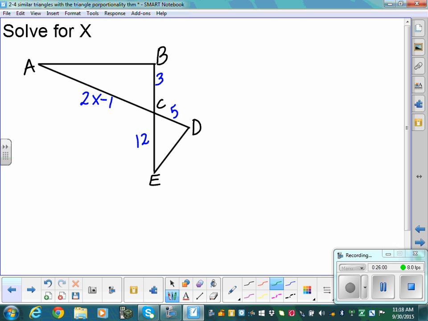All right, solve for x. Solve for x. So looking at this, guys, we've got to set up. Now, looking here, we don't have the parallel line cutting another line on a triangle. So we're going to have to just set up the corresponding ratios and solve for x from there.